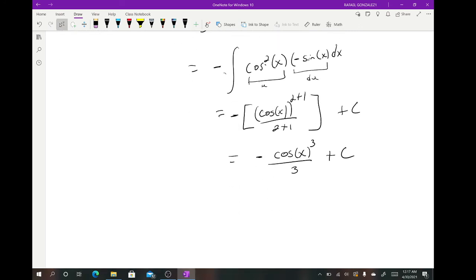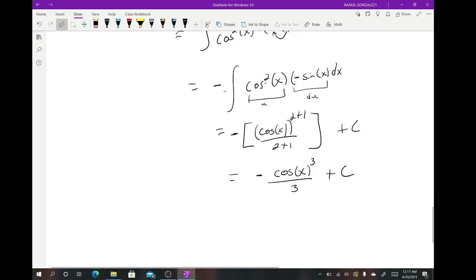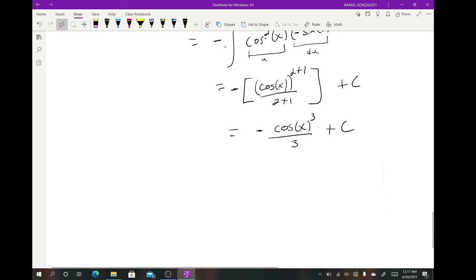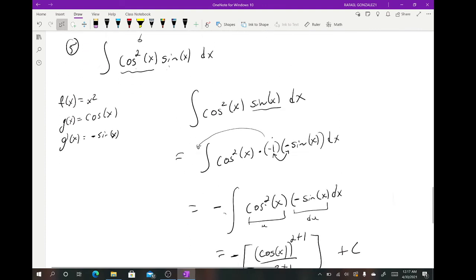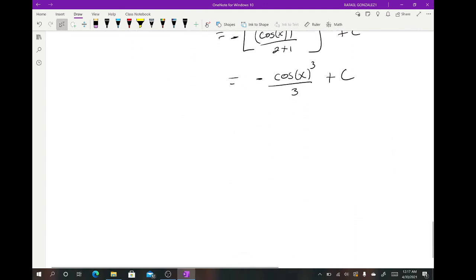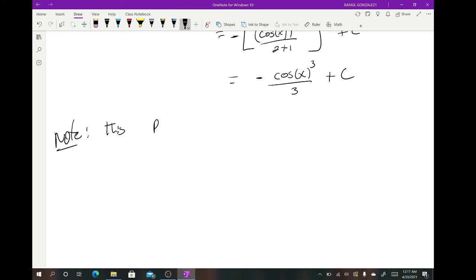Now, for some integrals, this rule is not going to work. It will work for most integrals, but for some of them, it's not going to work. So, note, this rule may fail. Okay, it may fail. So consider the following. I'll leave this as an exercise.